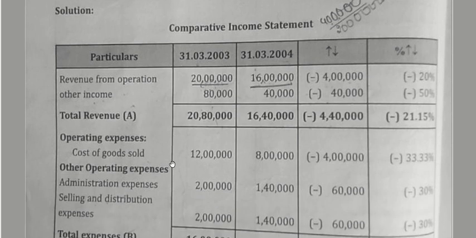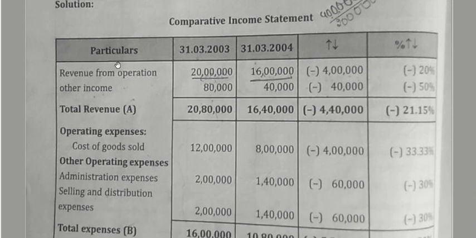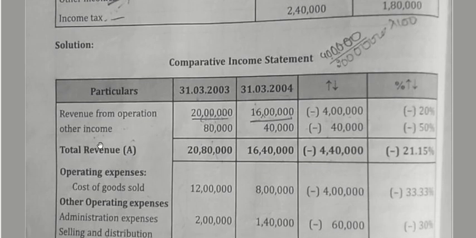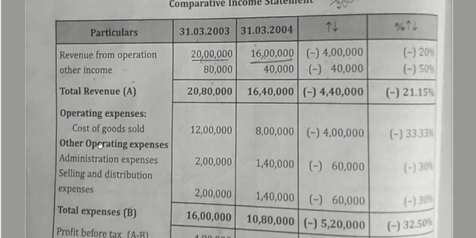First we start with the revenue from operation. Revenue from operation is nothing but your sales. The cost of goods sold, administrative expenses, selling and distribution, all these are expenses. Other income will also be part of your revenue, and income tax will come at the end. So revenue from operation: for your base year they have given 20 lakhs and for the current year 16 lakhs. How do you find out the increase or decrease?